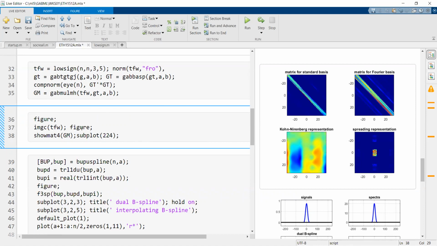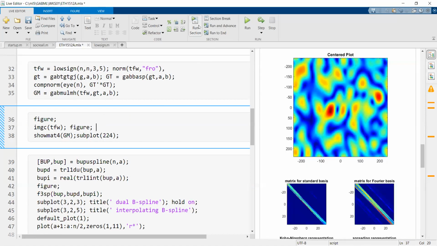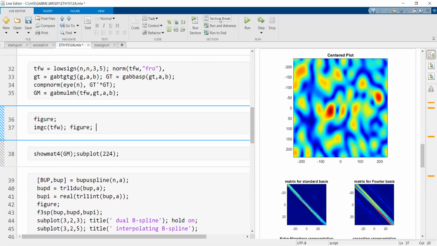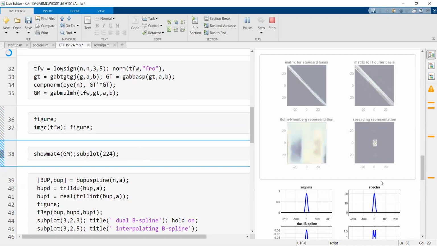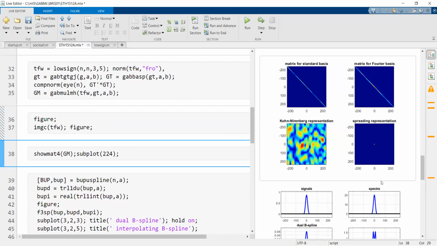Yeah, maybe insert a break now and only redo this to show you how it looks in the original version without zoom. You will see it's a very thin diagonal-like matrix, hard to recognize that it's really not just a diagonal matrix. You're seeing this here, and you see this tiny spreading function here.